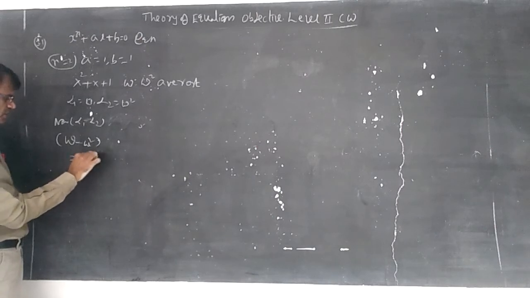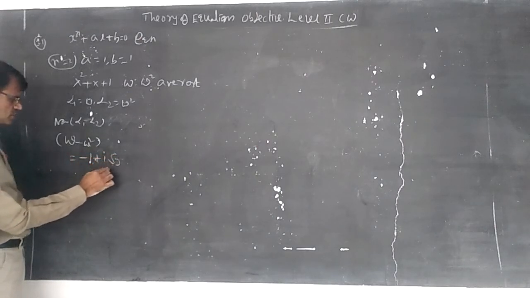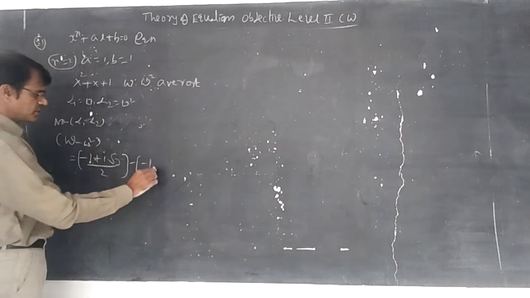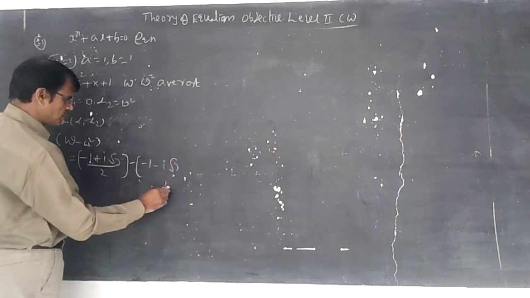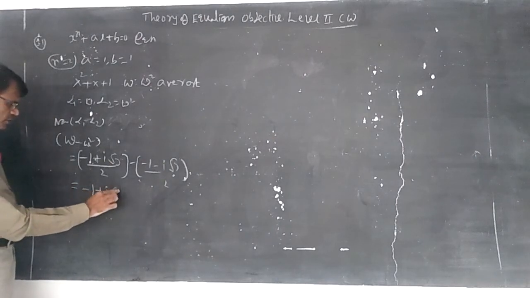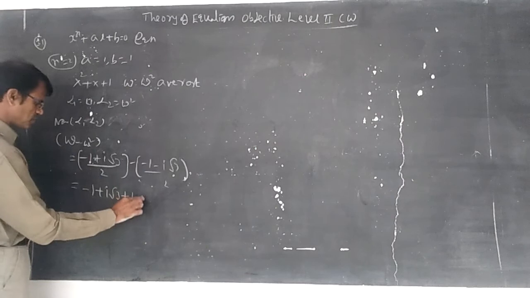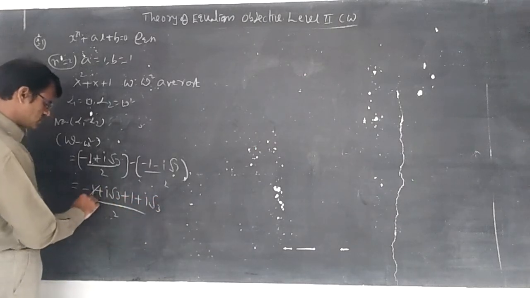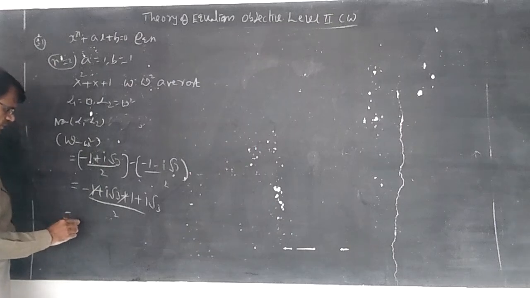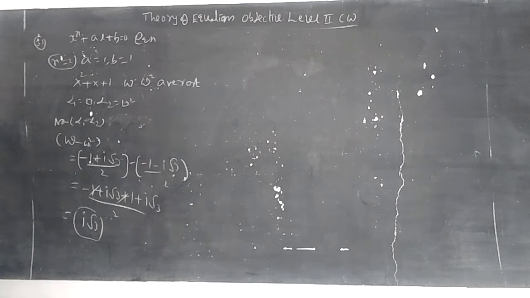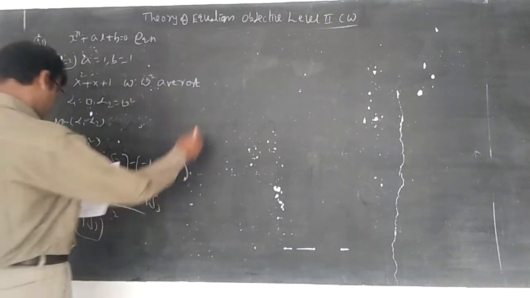the value omega is minus 1 plus I root 3 by 2, minus of minus 1 minus I root 3 by 2. So that is equal to minus 1 plus I root 3 plus 1 plus I root 3, whole by 2. Minus 1 plus 1 get cancelled, I root 3 plus I root 3 becomes 2 I root 3. So it is I root 3. Verifying option, I root 3.